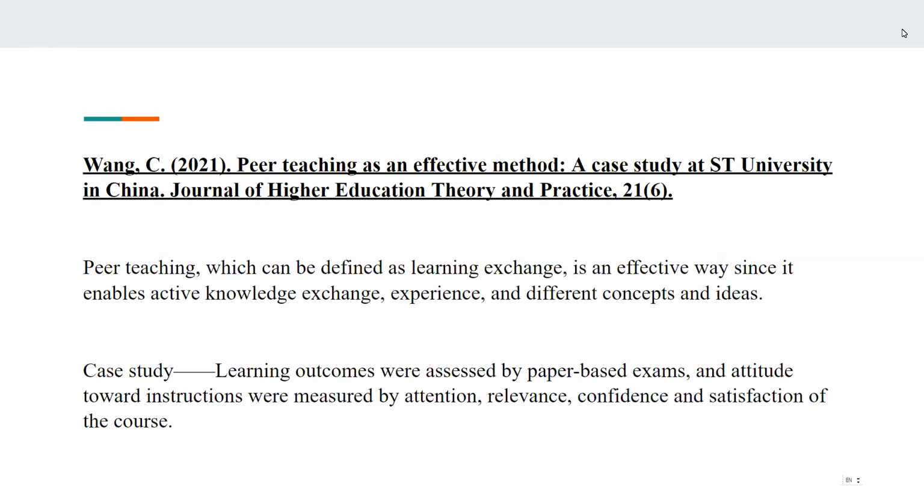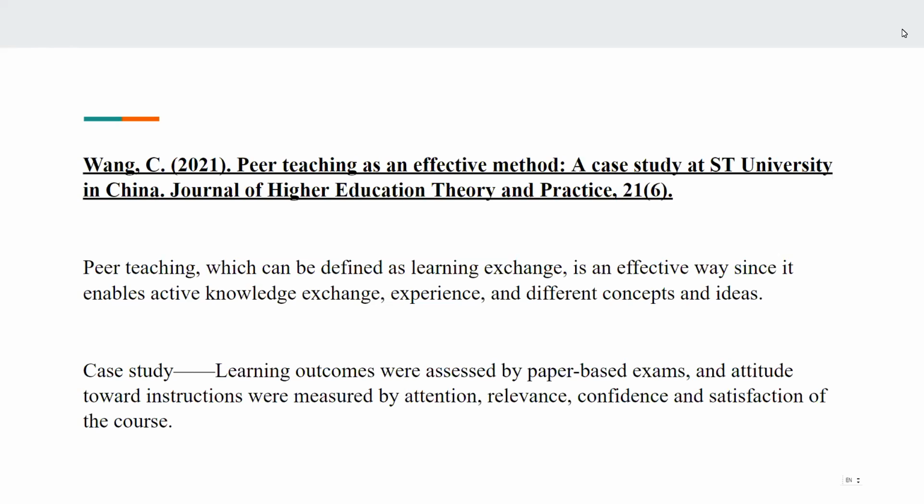And then the last valuable reference shown here is called Peer Teaching as an Effective Method: Case Study at ST University in China. It mainly talks about an effective method which can improve students' learning ability and achievement. The article mentions peer teaching, which can be defined as a learning exchange, since it enables active exchange of knowledge, experience, and different concepts and ideas.